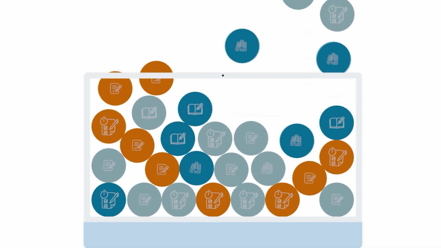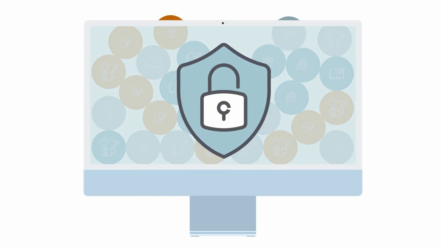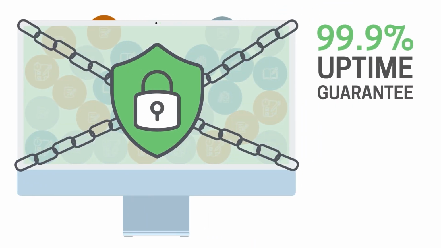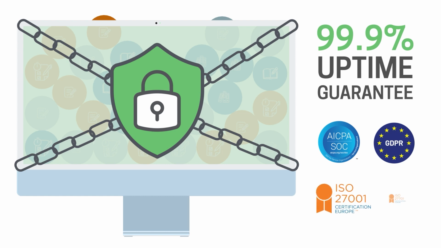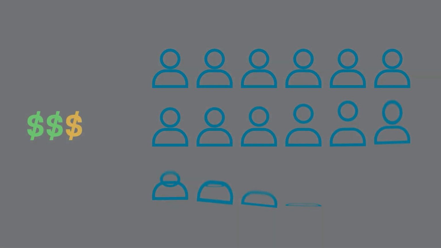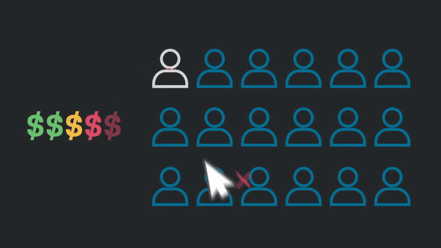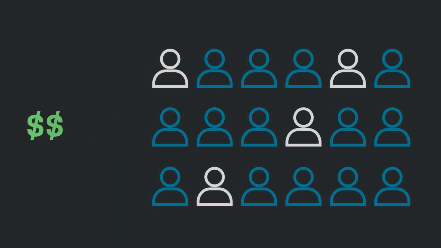Keep all your online training records in one place. Never worry about losing any data with LearnUpon's 99.9% uptime guarantee and compliance with SOC 2, GDPR, and ISO 27701:2019 requirements. And you'll only pay for active users, so you can hold on to your past employees' training records for as long as you need to.